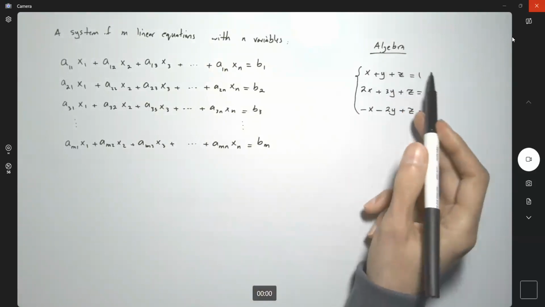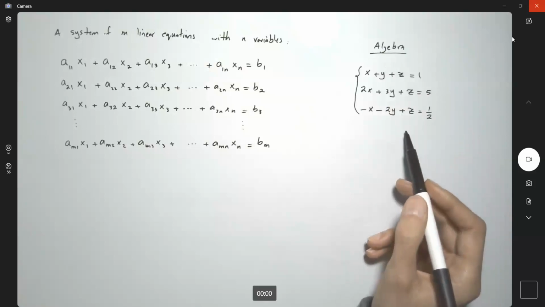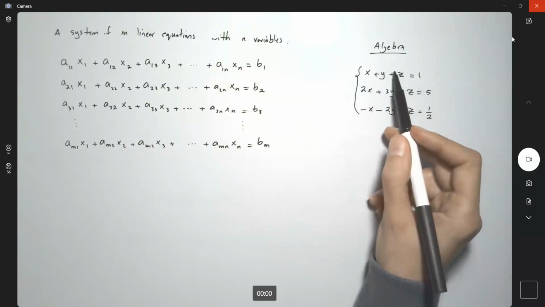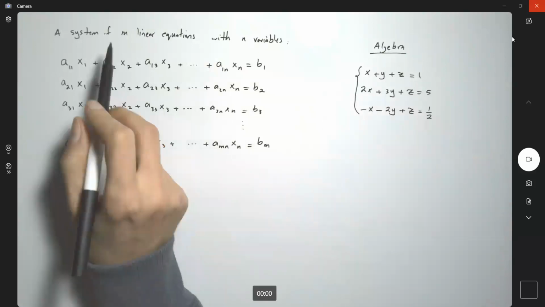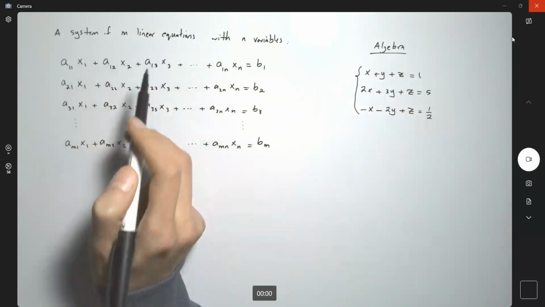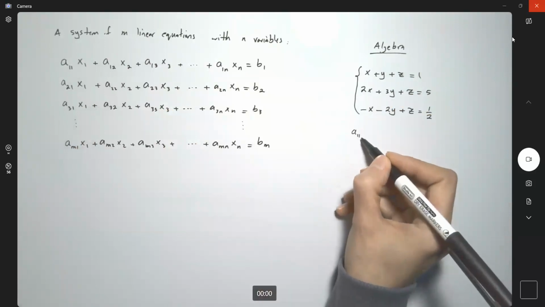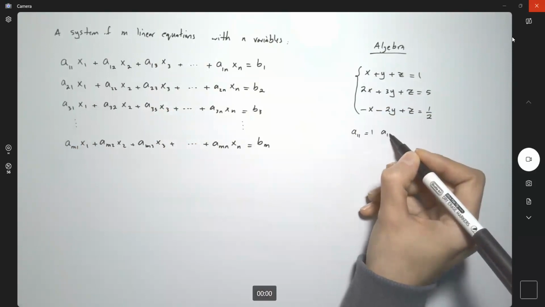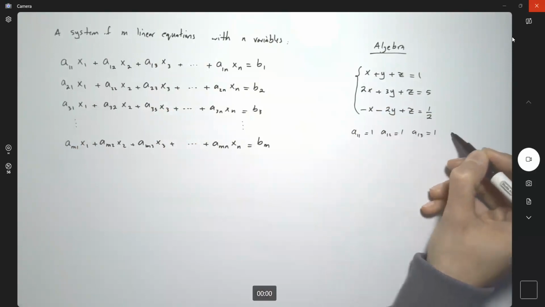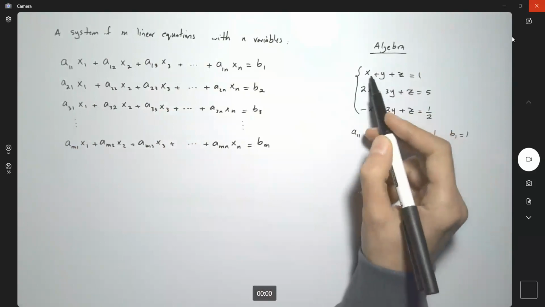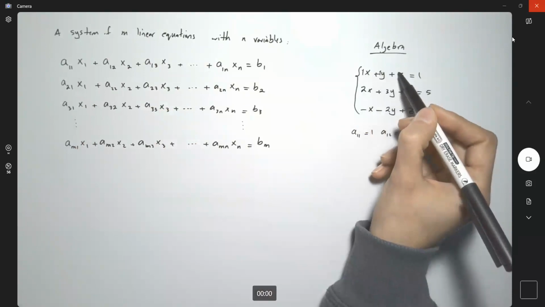In algebra, they usually ask you to solve a system of equations. Here you have 3 variables and you have 3 equations. You can convert these into a system of linear equations. In this scenario, a sub 1 1 is 1, a sub 1 2 is 1, a sub 1 3 is 1, and b1 is 1. Related to the first equation, these are the coefficients that we have here.